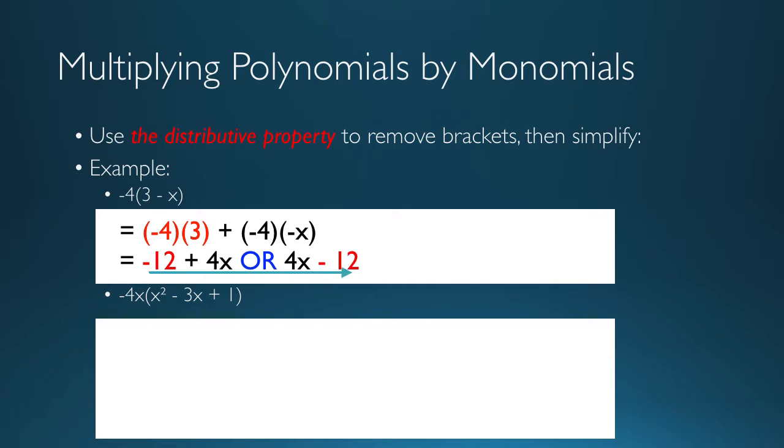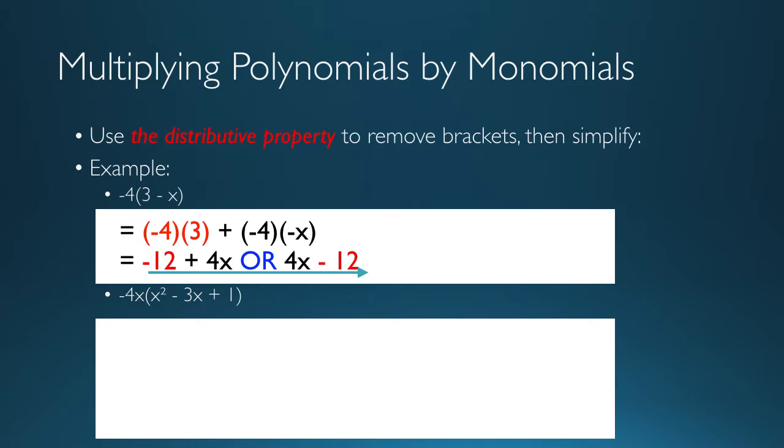So negative 4 times 3 is negative 12, and negative 4 times negative x is positive 4x. Or we could have written this answer the other way around, 4x minus 12. But that's our final answer there.